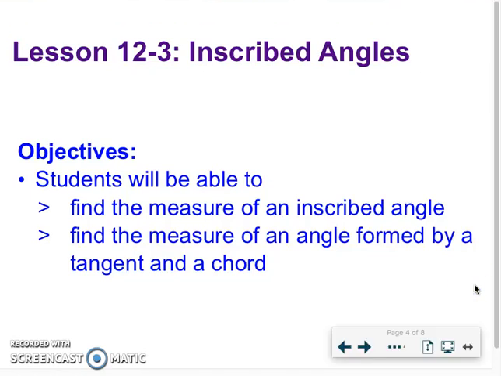Alright, welcome to the video for 12.3. We're talking about inscribed angles today. So we're going to be able to look at what the measure of an inscribed angle is, and then similarly when it's a tangent and a chord running into each other, same type of rule for that.